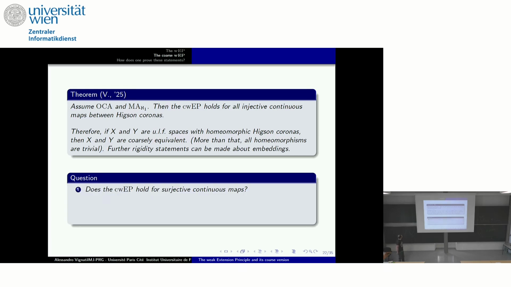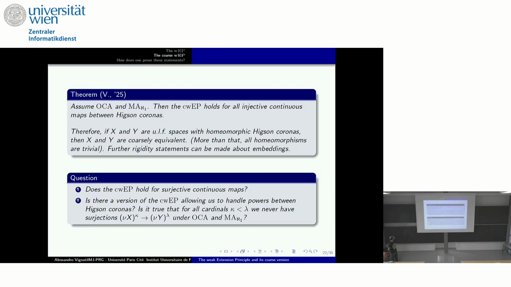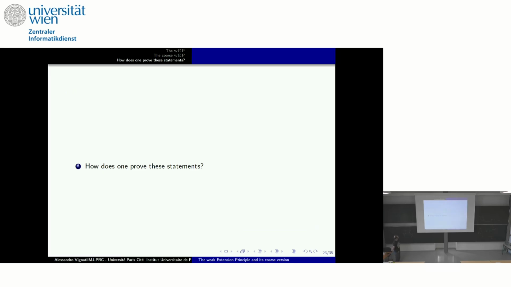Okay, and you can make rigidity statements about embeddings. A couple of questions, and then we'll see if I have time, probably not. Does this hold for surjective maps? And can I deal with power? I don't know this. I'm optimistic. I think this can be done. It should not be so painful, but I haven't figured it out yet. Also, this is very recent; it appeared in the last couple of months.